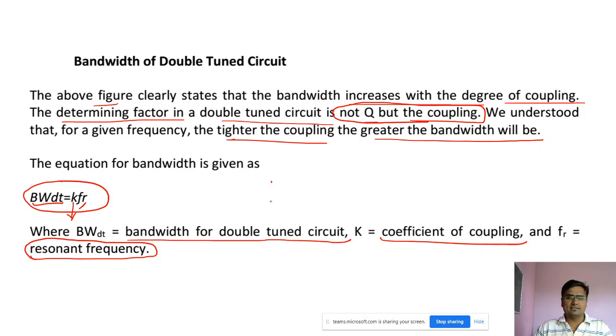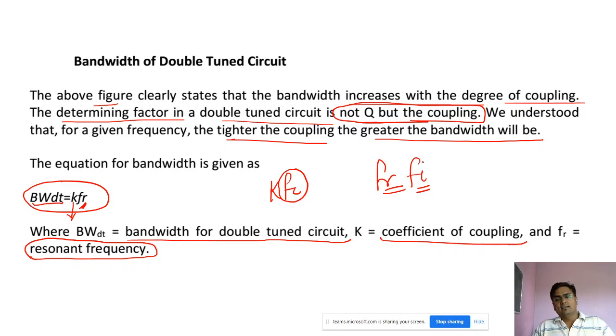Some people write it as K f_c. That f_c is nothing but your resonant frequency or center frequency. It has the same meaning. You use the notation f_r or f_c, no issue. It's just the resonant frequency multiplied by that factor. What's that factor? It is the coefficient of coupling, because the bandwidth is totally dependent on the coupling.